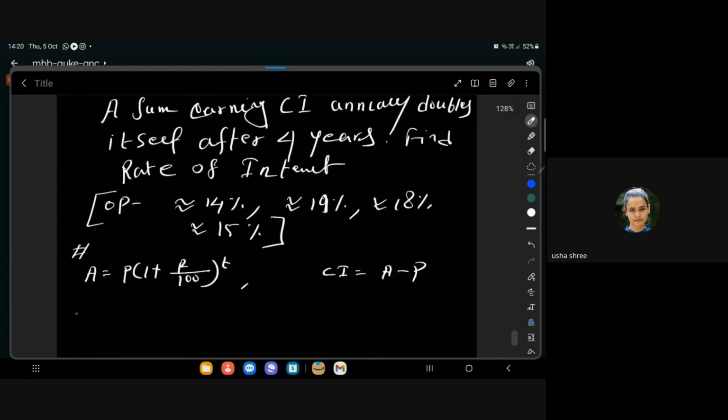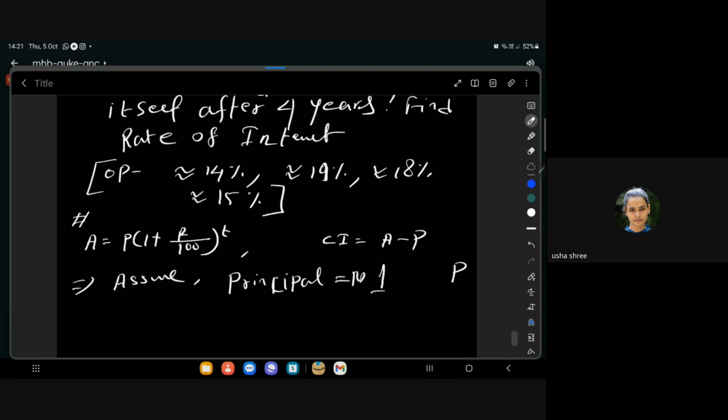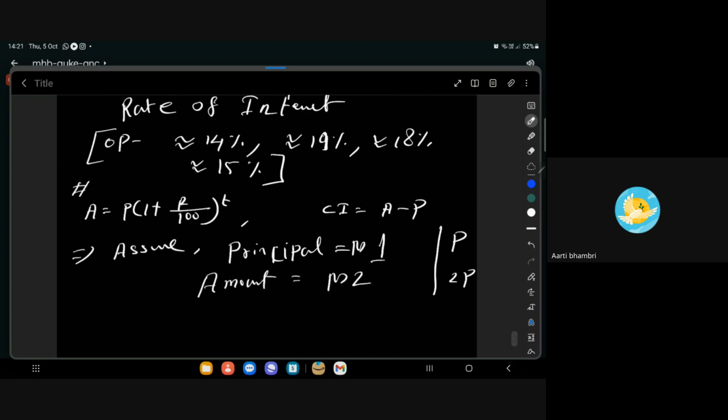Now see, assume the principal money is equal to rupees 1 or rupees P, anything. You can assume 1 or P, no problem. The amount is how much? Double. Double means rupees 2, or you can write 2P also. Okay, this will give you the same answer.